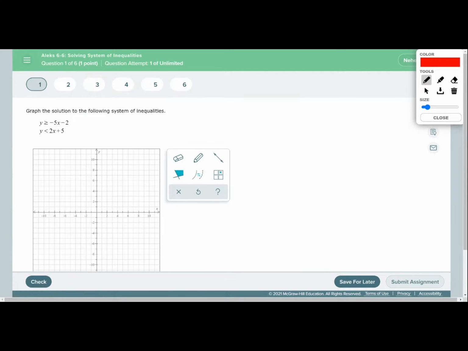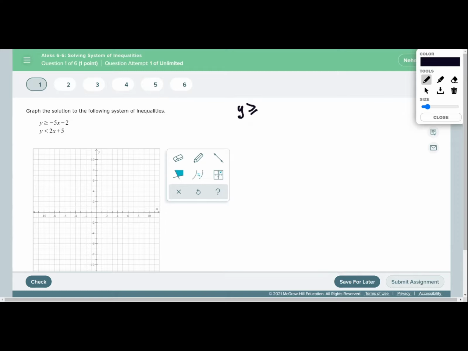In this video, I'm going to walk you through ALEKS 6.6, solving systems of inequalities. Okay, so how do we do this? Basically, we're going to graph the two inequalities and then find out where they overlap. All right, so we're going to look at the first inequality.